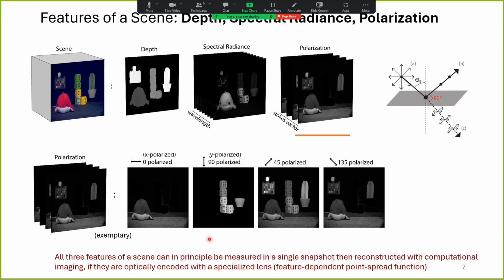But instead, we can in principle get all three features of the scene at once by using computational imaging and encoding these properties with a specialized lens. Basically, what we'd want is a feature-dependent point spread function, very similar to the depth-dependent point spread function of the jumping spider.